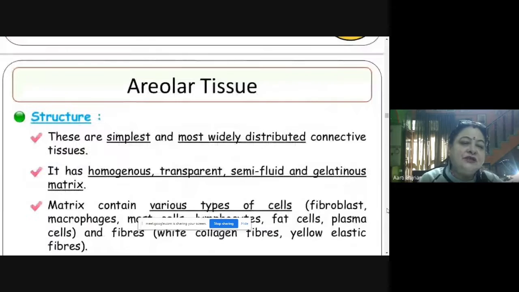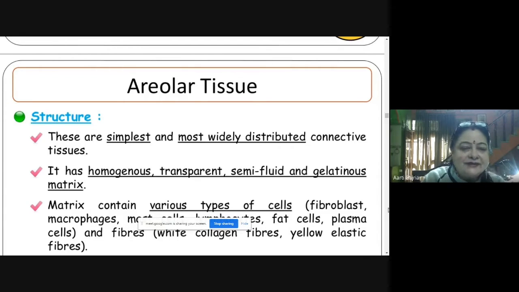Now, see the first type of tissue, which is loose connective areolar tissue. If you see the structure of the areolar tissue, it is the simplest and most widely distributed connective tissue. It has a homogeneous, transparent, semi-fluid, gelatinous matrix. Homogeneous is same kind. Transparent, you can see through it. It is semi-fluid and gelatinous. The material is like a gelatin.